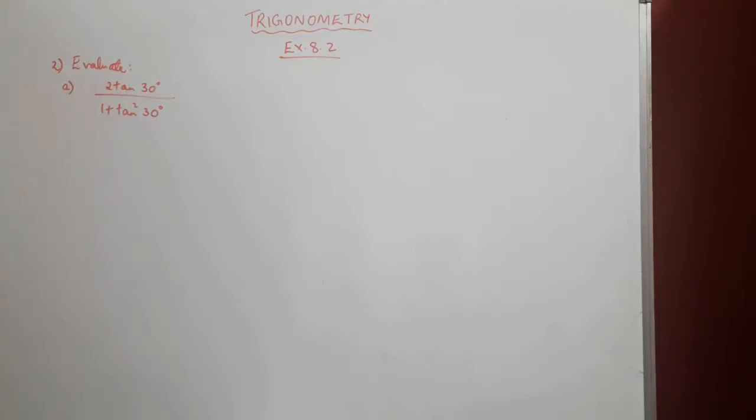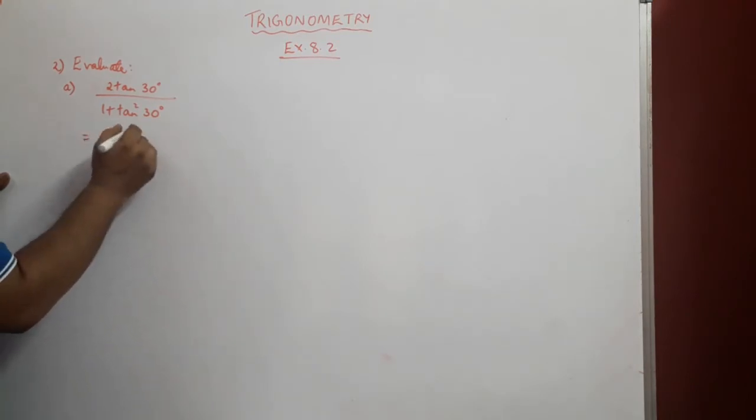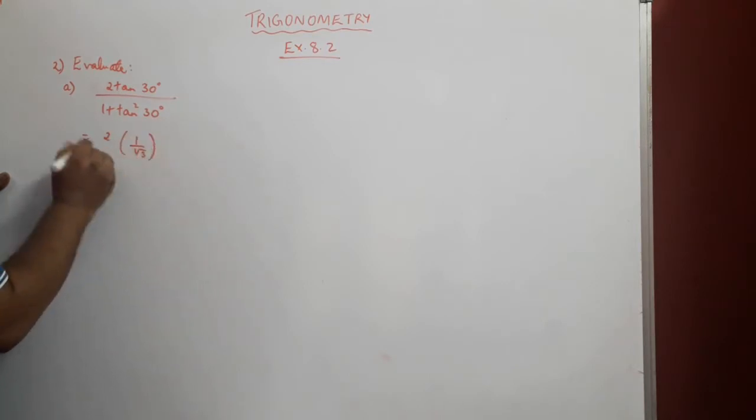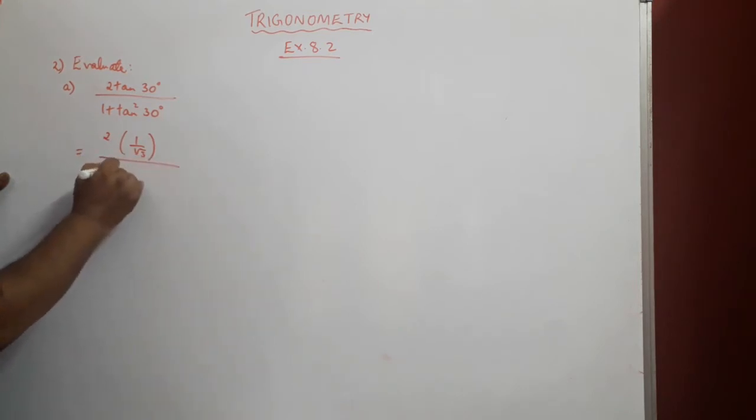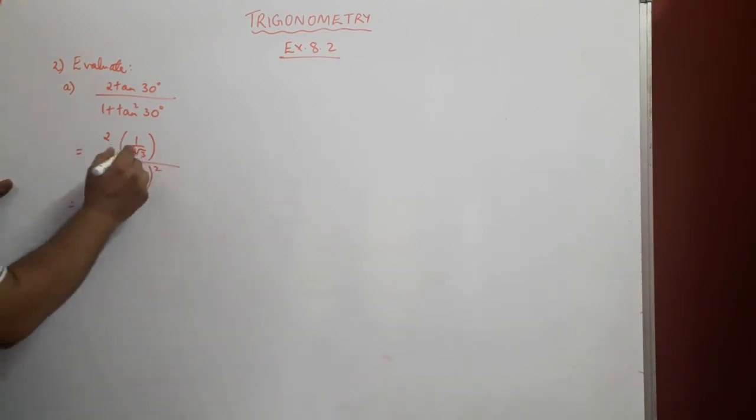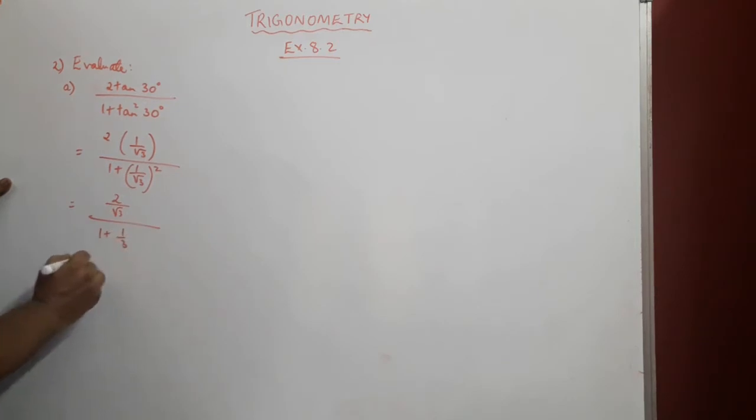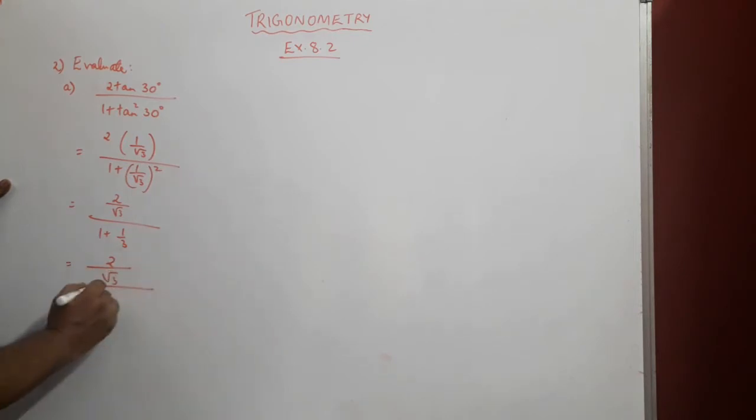The first problem under question 2 is 2 tan 30 degrees upon 1 plus tan square 30 degrees. So we need to find the value of that. Tan 30 is 1 upon root 3. So put 2 into 1 upon root 3, the whole thing upon 1 plus again tan square 30, that means 1 upon root 3 whole square. This would be 2 upon root 3 whole thing upon 1 plus 1 upon 3. If we take out the LCM, this would be 2 upon root 3 whole thing upon 3 plus 1 upon 3.